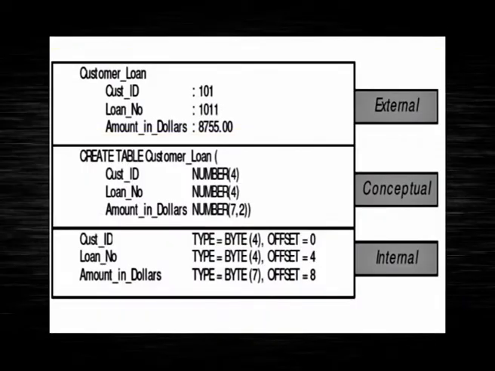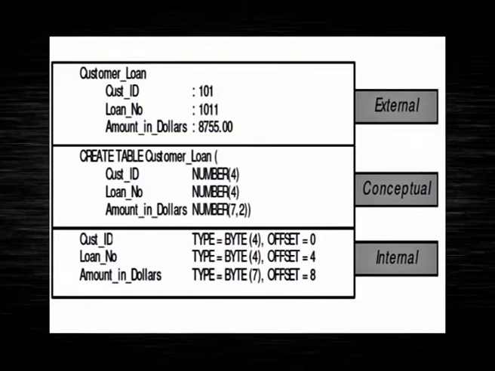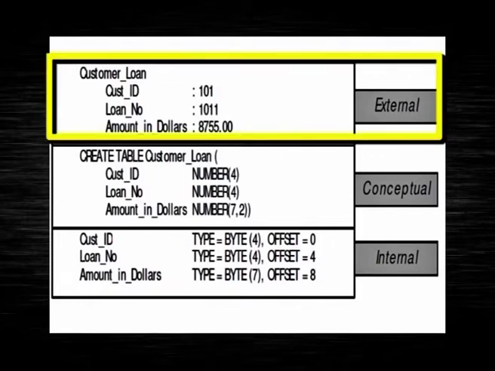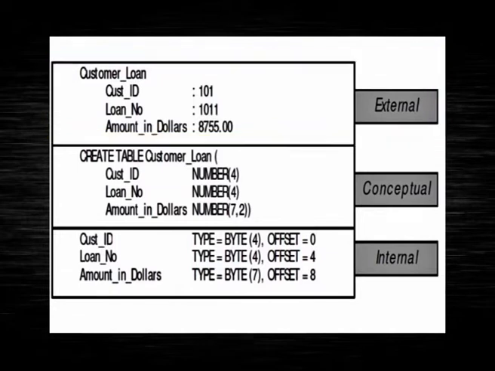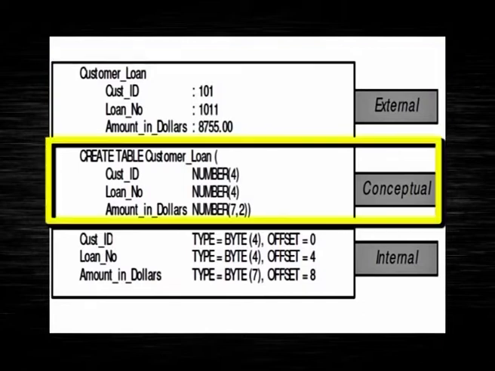Look at this figure. It will make clear the functions of each level. We can see that at the external level, the user is concerned with getting the details of the particular customer loan details and is not concerned about how it has been organized in the database and further how it has been stored physically in the computer memory. Thus, it shows the user view of the data.